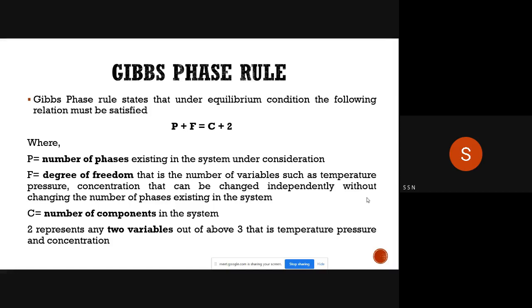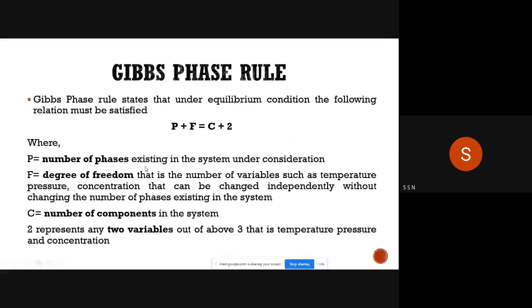For cooling curves, these three degrees of freedom are possible. The degrees of freedom definition we have seen in theory of machines also. There 9, 12, 6, that many degrees of freedom are possible, but here for cooling curves, only 3 degrees of freedom are possible, that is temperature, pressure, and concentration.